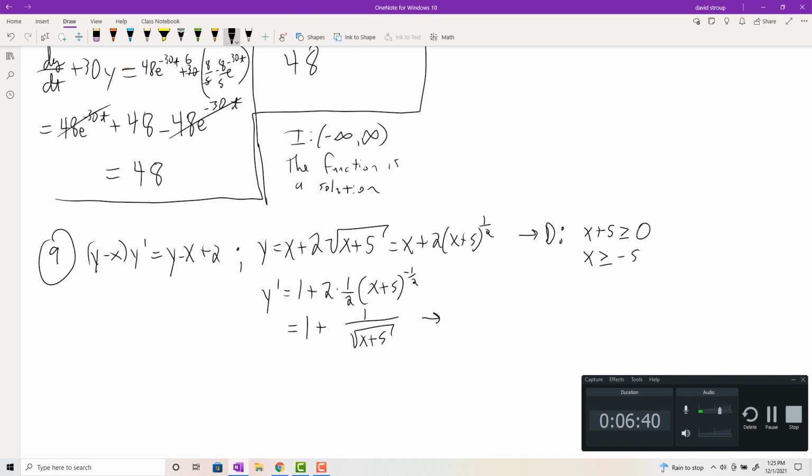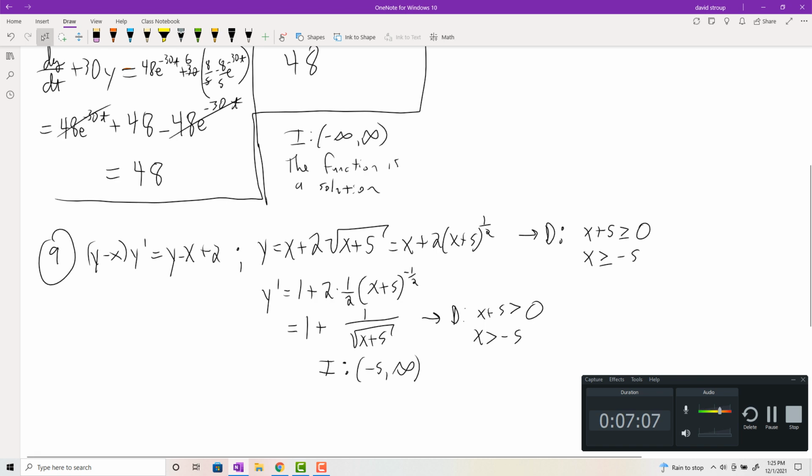So this domain has issues not just when you put a negative in the radical, but you also can't put a 0 in the denominator. So we need to make sure here that x plus 5 is strictly greater than 0. In other words, we want x greater than negative 5, and that'll become your interval of definition. Right, so your big I is going to be from negative 5 to infinity.